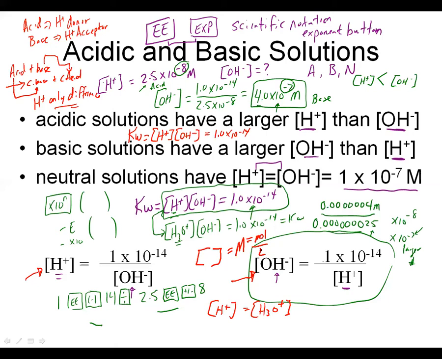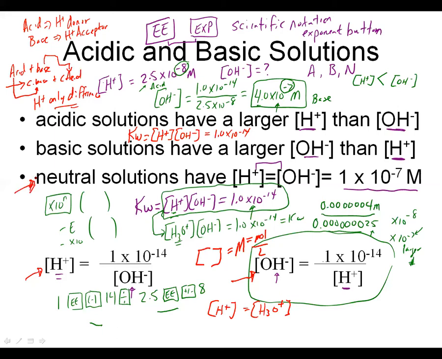Vice versa, if the OH minus concentration is larger than the H plus concentration, again, the OH minus concentration is the base part of the solution. So if that's larger than the H plus, then the solution will be basic. And the last option is a neutral solution. And that would be right here.